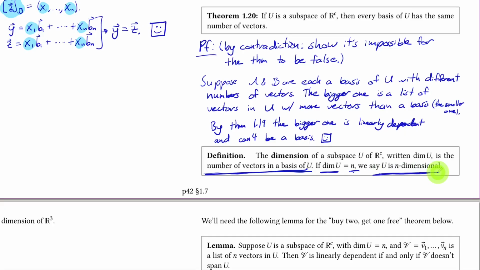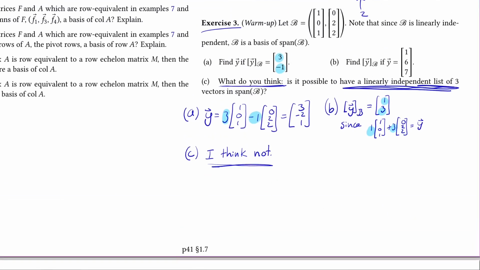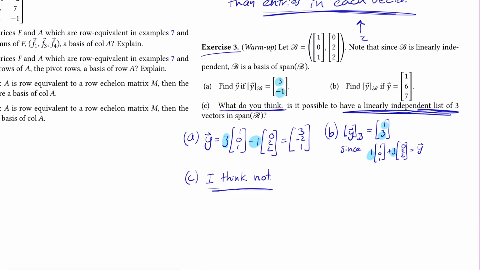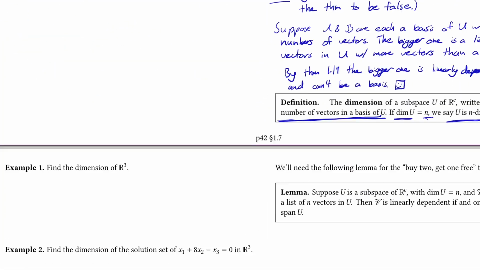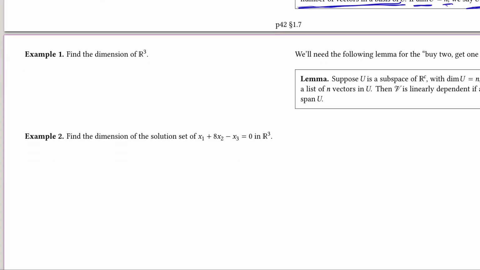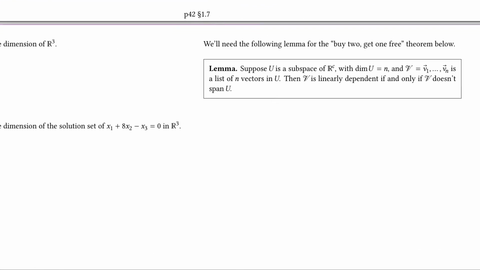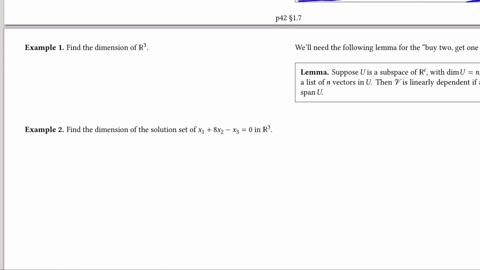So as an example, this vector space here, the span of B, is two-dimensional, which is maybe intuitive because it's a plane. And planes seem like they're two-dimensional, like a piece of paper kind of thing. We'll look at a couple examples here. So let's find the dimension of R3. Intuitively, you want to say it's three-dimensional, right? But why does that agree with the definition?